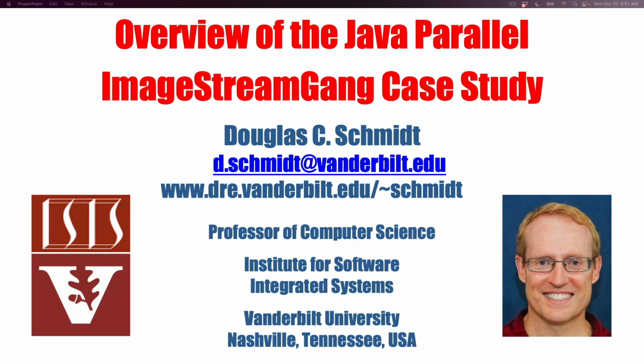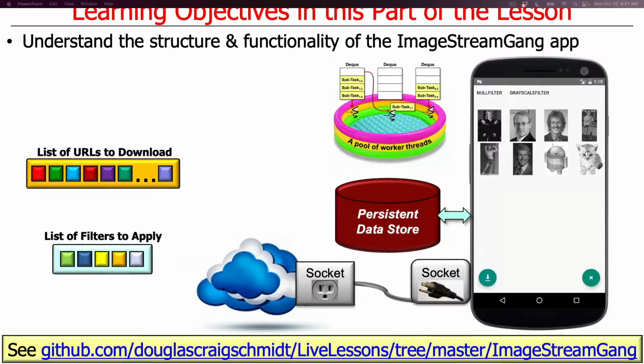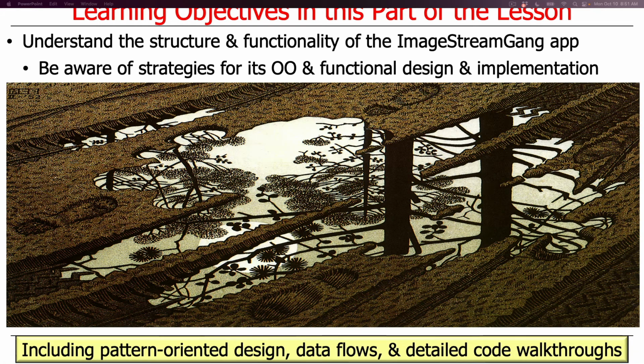So we're now going to start our discussion of another case study to illustrate parallel streams. This case study is what's called the Parallel ImageStreamGang case study. And you can get the case study here at this link at my GitHub repository. So we'll start by giving an overview of how this case study works. And we'll also talk about some of the strategies for understanding its object-oriented and functional design and implementation.